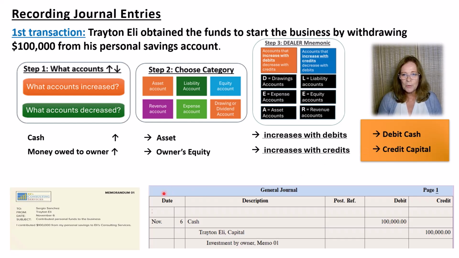To record this business transaction, we write the date into the date column, the account cash into the description column, and the amount $100,000 into the debit column. We indent slightly on the next line and write Trade and Eli Capital in the description column and $100,000 into the credit column.